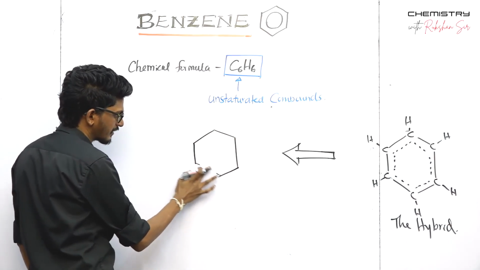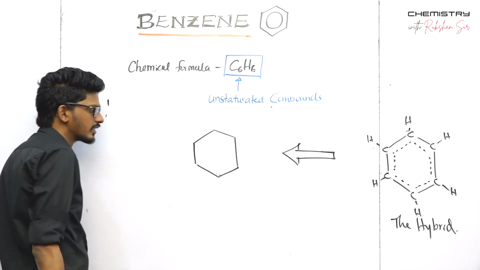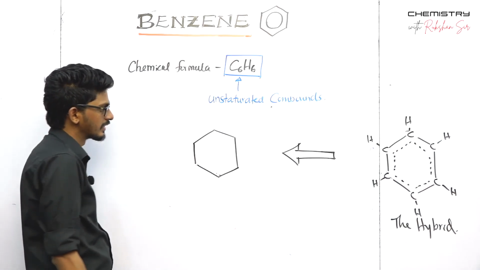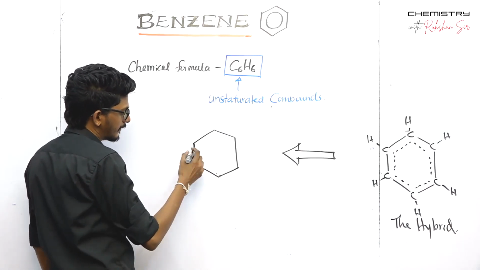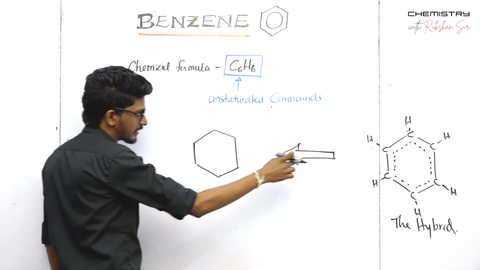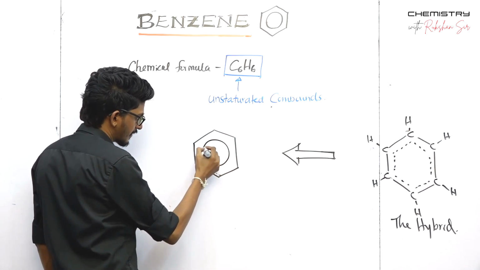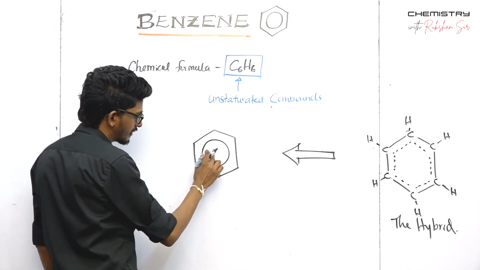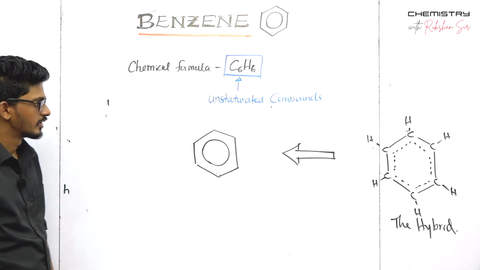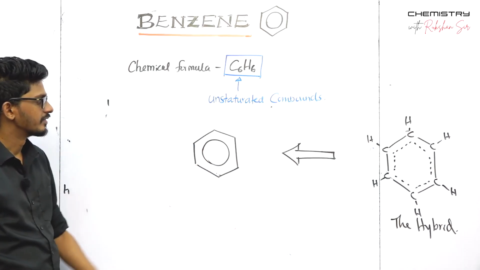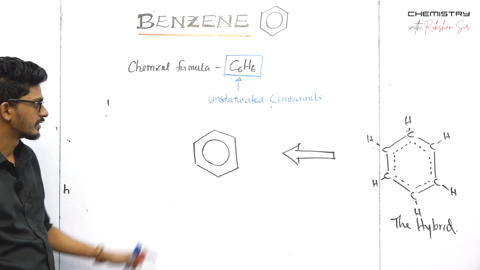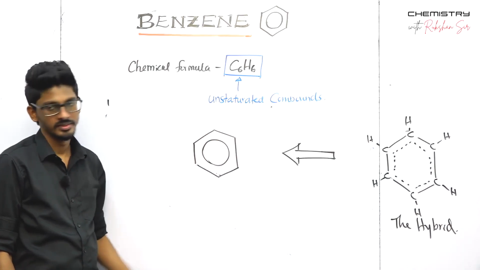No need of writing the carbon and hydrogens, right? For the simplification, they have written that hybrid nature by just adding a round shape to the center. So ultimately, this is the benzene now. Nowadays, this is the symbol we use for benzene.